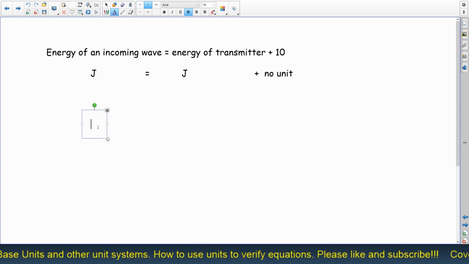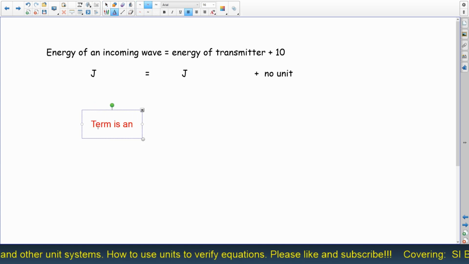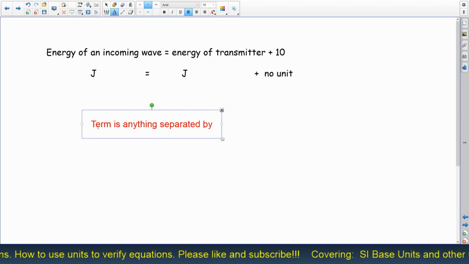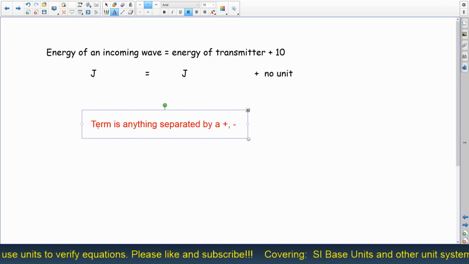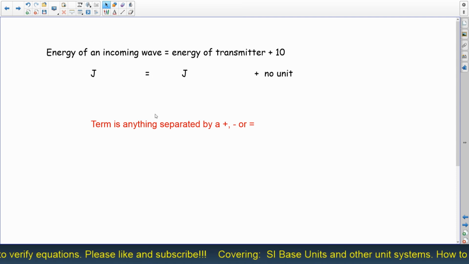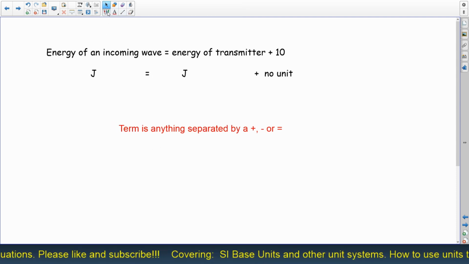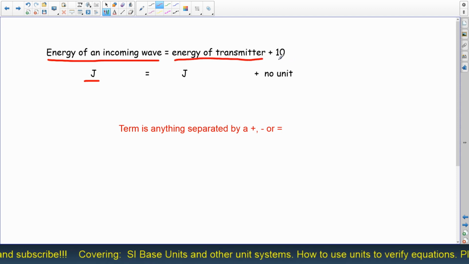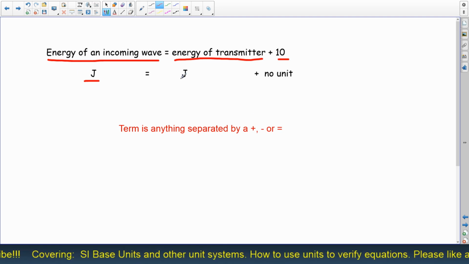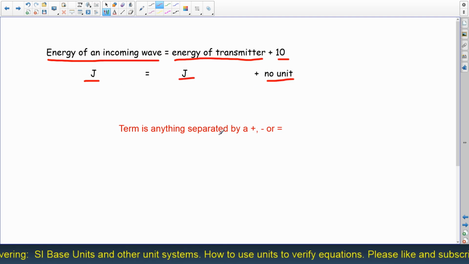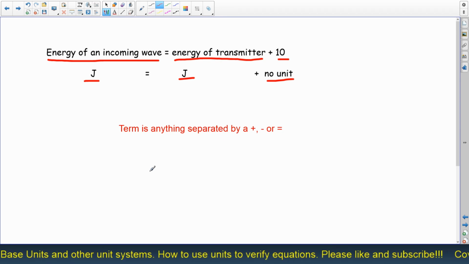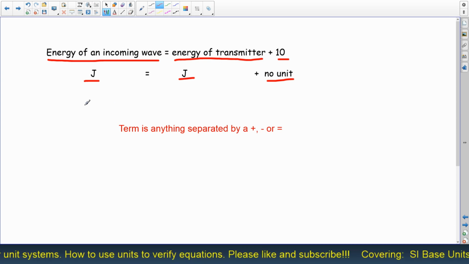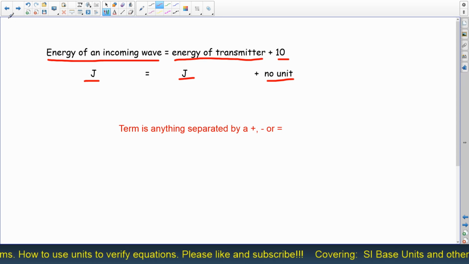And for those of you who are new to the concept, a term is anything separated by a plus, a minus, or an equal sign. There's more technical definitions than that, but that'll do for getting us going. So therefore, there are three terms here. There's the energy of the incoming wave, separated from the energy of the transmitter, separate from the 10 here. These are three separate terms that have three separate units, and if those units don't all agree, this equation cannot be correct. All right. This is called homogeneity of an equation, and is a very, very important factor in measuring whether or not something is correct or not.